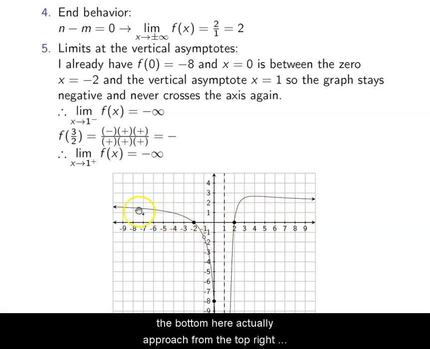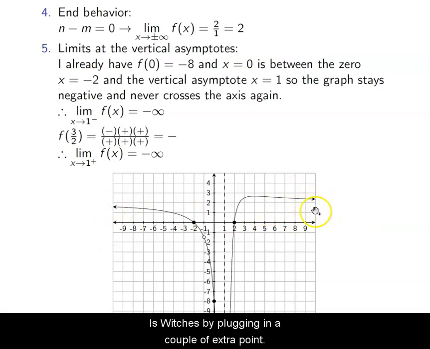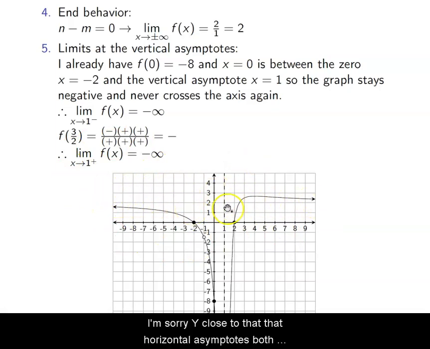Same thing here. I'm going to approach from the bottom. Here, I actually approach from the top, right? I'm coming down towards 2. Here, I'm getting larger and larger towards 2. And really, the only way to figure out which one is which is by plugging in a couple of extra points, right? So that's the graph of my other function. Again, you can see y equals 2, that horizontal asymptote. Both sides get close to that. I have my vertical asymptote, my zeros, my hole, my y-intercept, right?